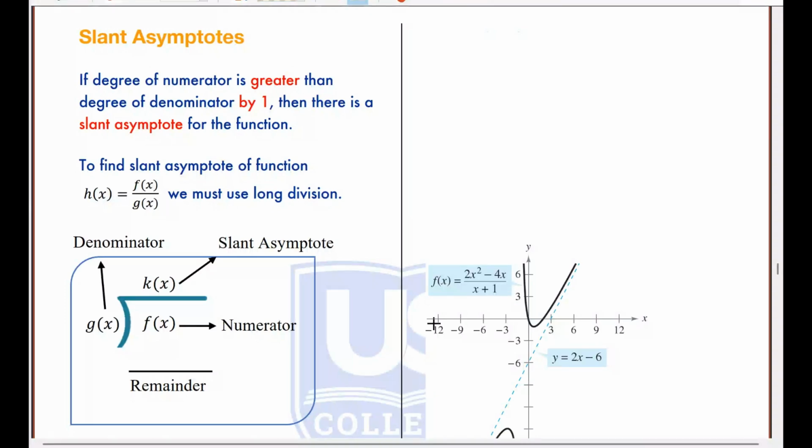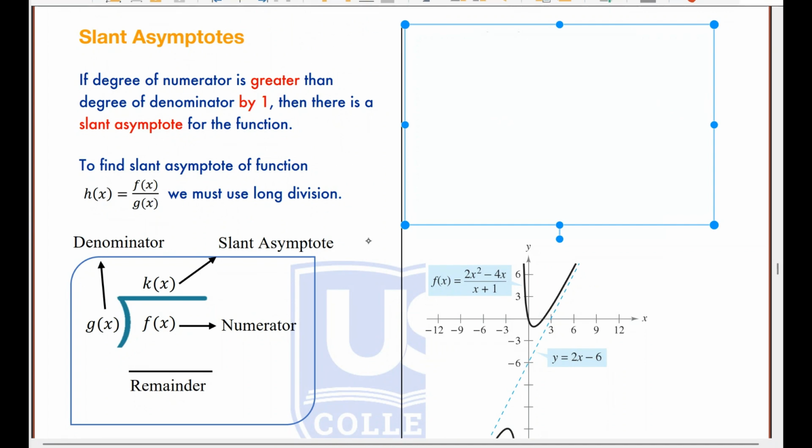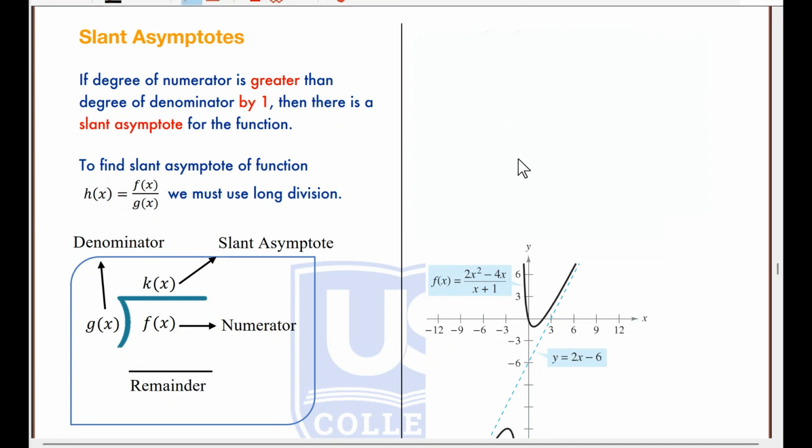Hi guys, in this video we will be covering slant asymptotes. You know what a horizontal asymptote is? It is an invisible horizontal line which the function is approaching as x is approaching positive or negative infinity. You know the vertical asymptote. It is the invisible vertical line that the function is approaching as x is approaching a fixed number.